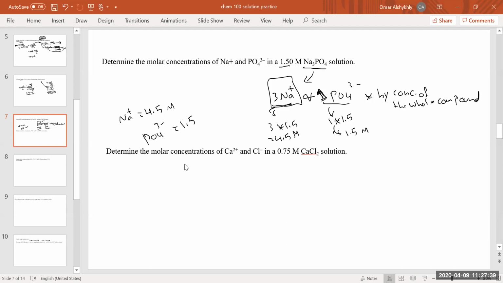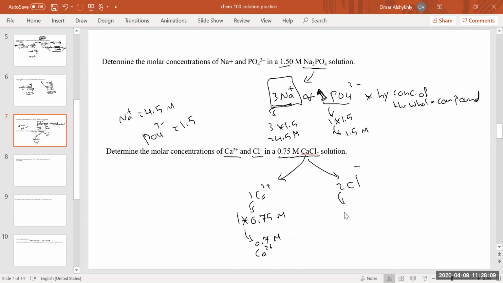We will do the same things for the second question. Ca2+ and Cl-, and 0.75 molar CaCl2. So here what do we have? 1 calcium and 2 Cl-. So this one will be 1 times 0.75 molar, and that will give you 0.75 molar for the calcium.